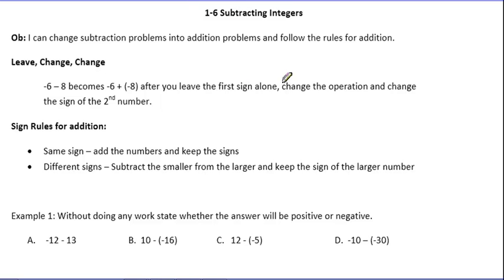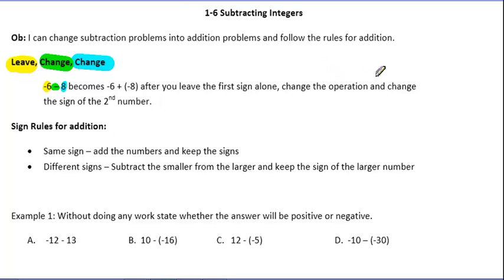Alright, so when we look at this problem, we have -6 minus 8. So the idea of leave, change, change is we're going to leave the first piece alone. Leave is going to tell me to leave the first piece alone. Change is referring to the operation, so the subtraction here is going to become addition. And then the second change is for the sign of this number.